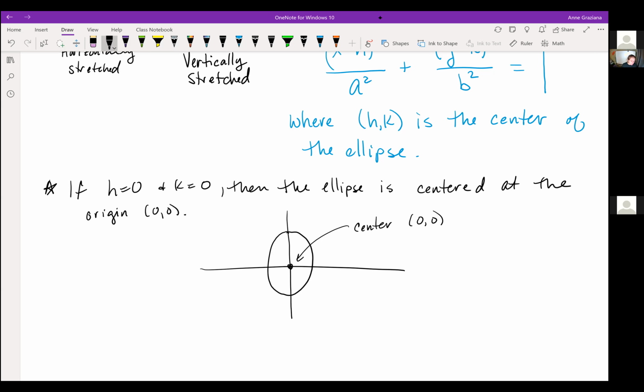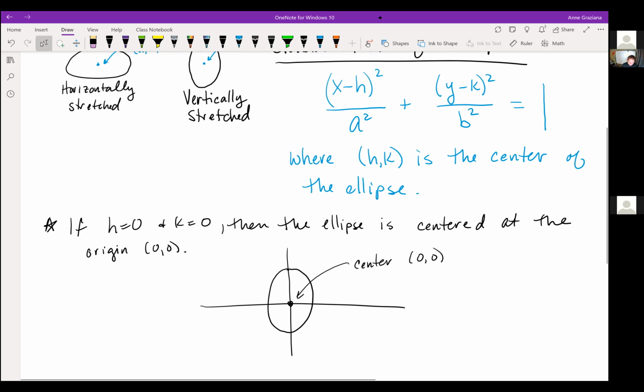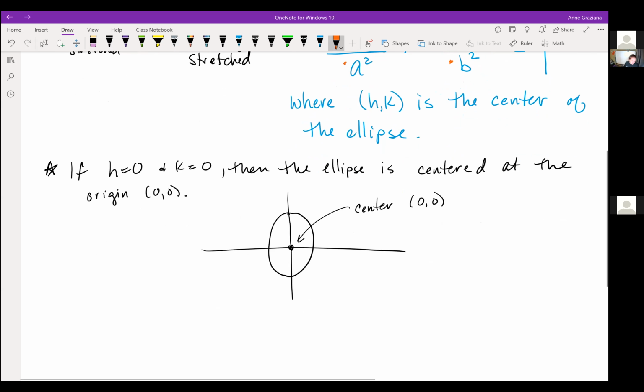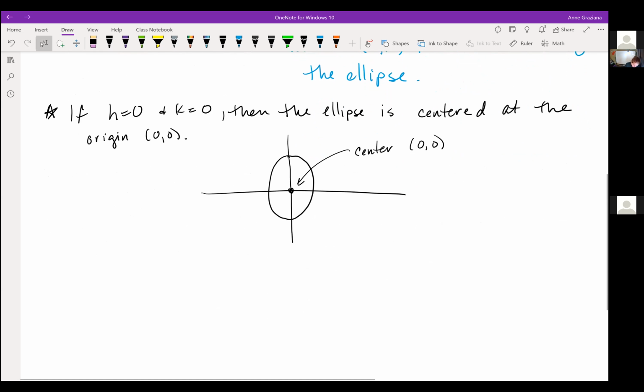Okay, now a and b are also important. We gotta make sure we understand what these little pieces are right here. Okay. a and b are the vertices of the ellipse. Okay, they're the vertices.